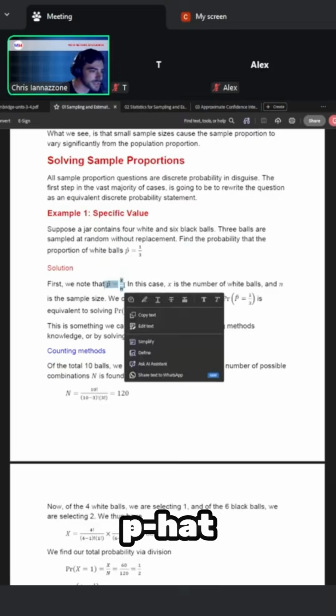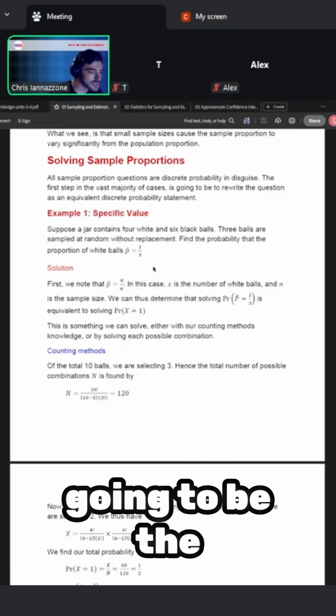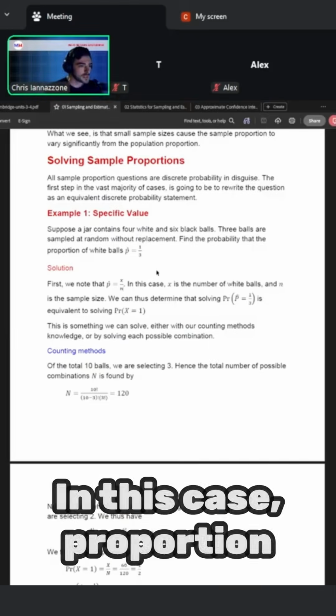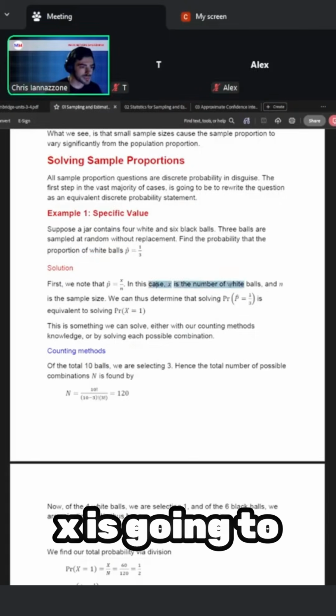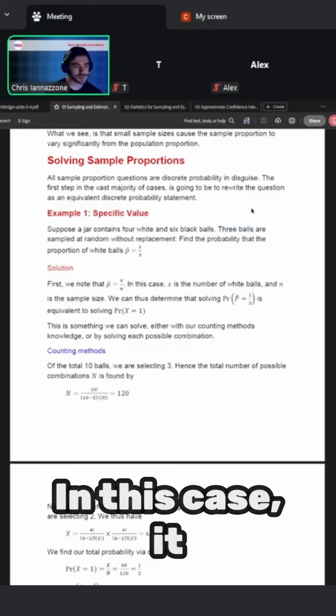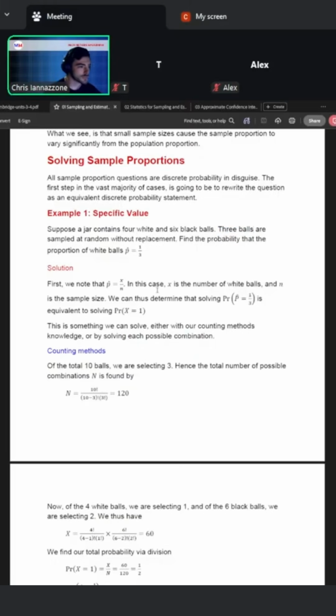So fundamentally, p hat is just x on n, right? X is going to be the number of desired outcomes, and n is going to be the number of total possible outcomes. In this case, proportion of white balls means x is going to be the number of white balls that was selected, and n is going to be whatever the sample size was. In this case, it is 3. 3 balls have been sampled.